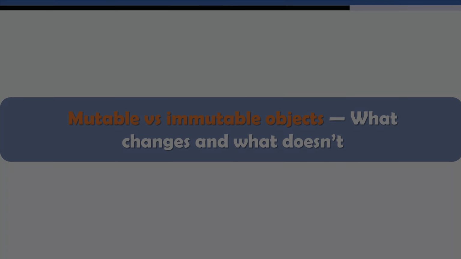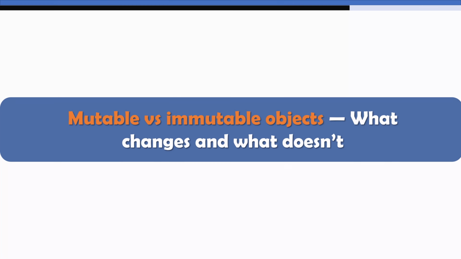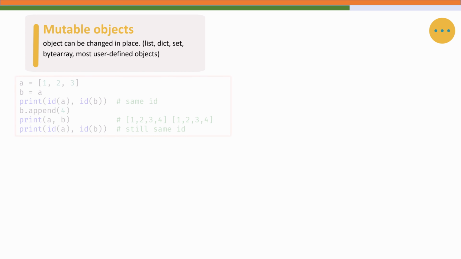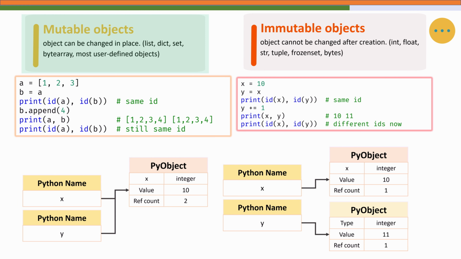One of the most important concepts in Python is mutability: whether an object's value can be changed after it's created or not. In Python, we categorize objects into two groups, immutable and mutable. Immutable objects cannot be changed after creation. Typical examples are numbers like integer, float, strings, and tuple.